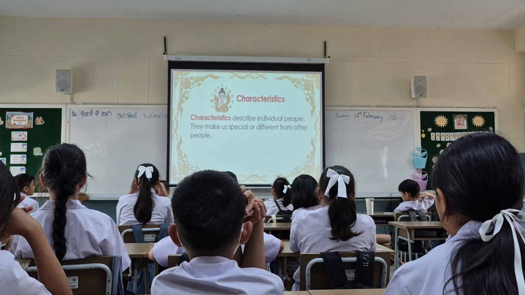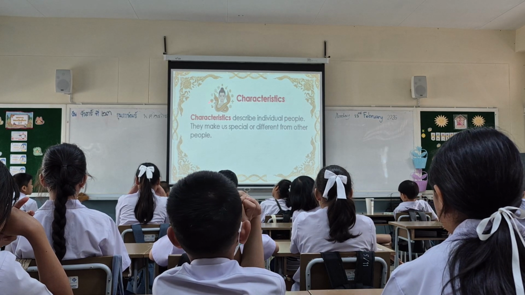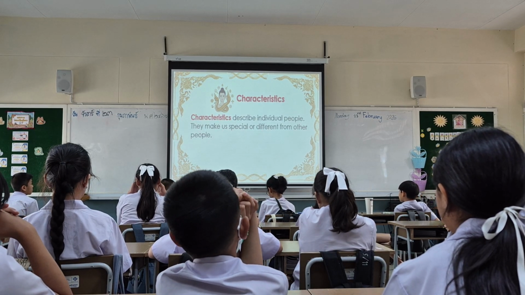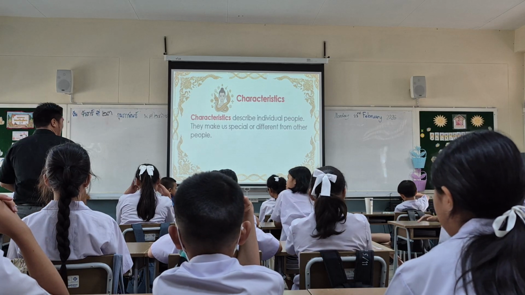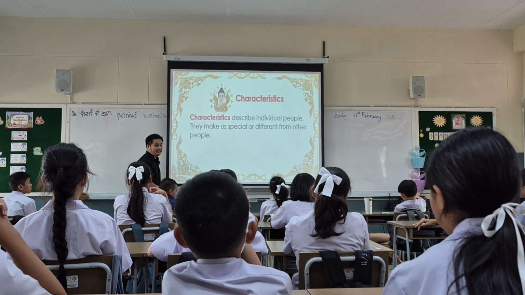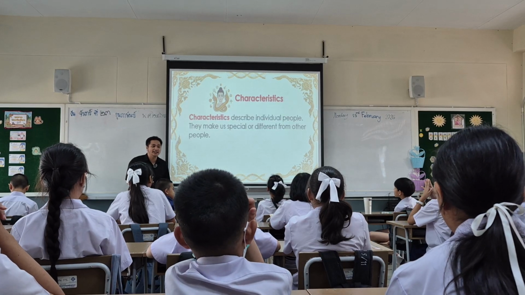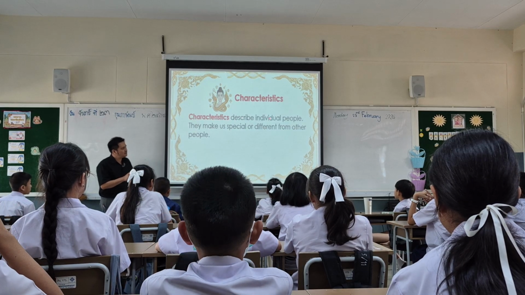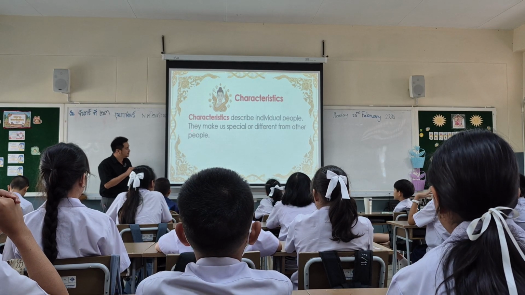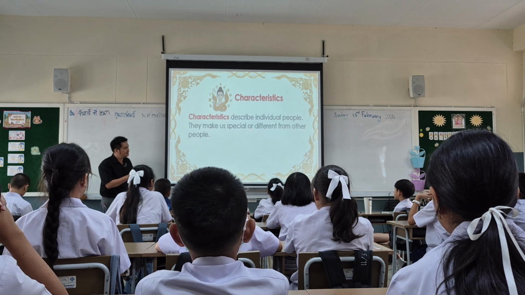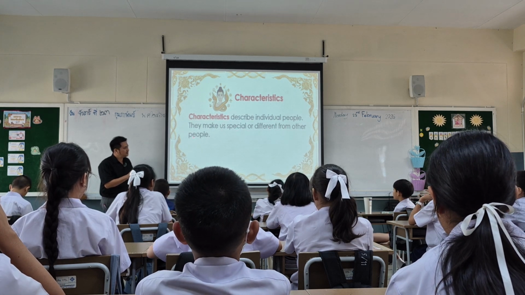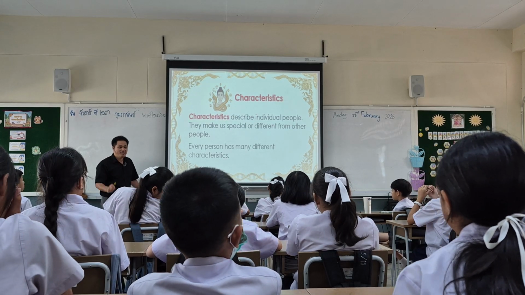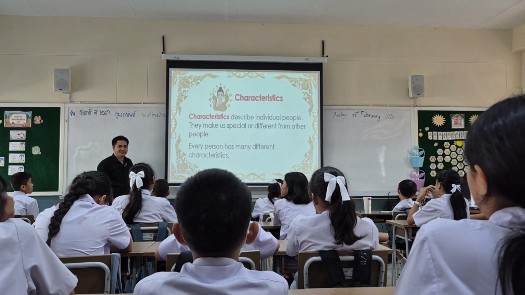Individual people. They make us special or different from other people. Okay, thank you very much. Please sit down. Okay, let's read. Everybody, what is characteristics? 1, 2, 3, go. Describe individual people. They make us special or different from other people. Okay, so every person has many different characteristics.